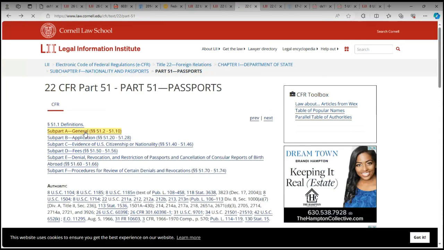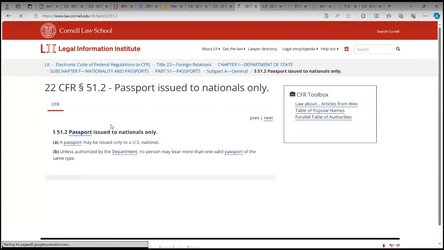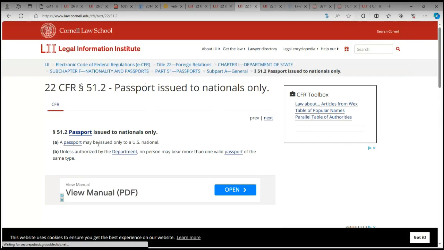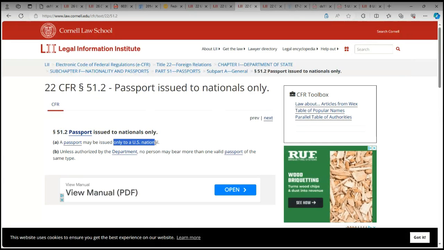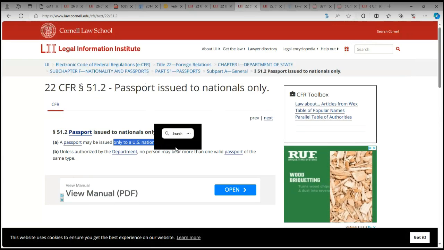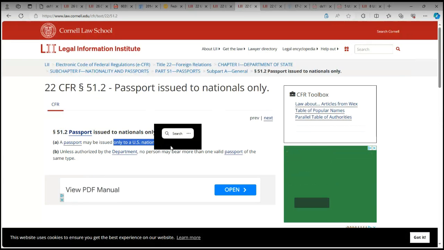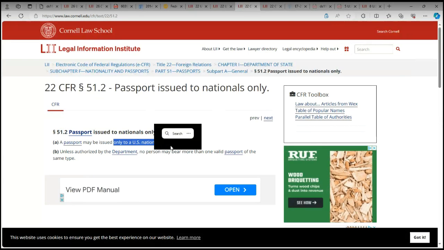Let's go to general first. Passport issued to nationals only. These are the rules on who are nationals. A passport may be issued only to a U.S. national. How did they just define what a U.S. national is? It means a U.S. citizen or a U.S. non-citizen national under 1408, under Title 8.